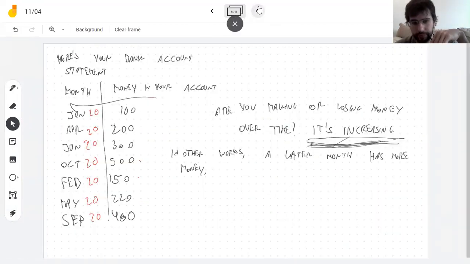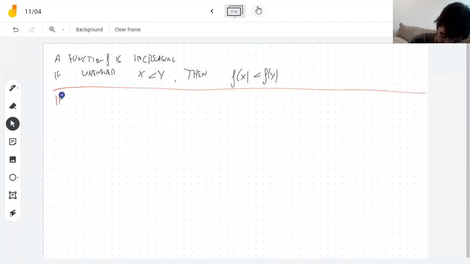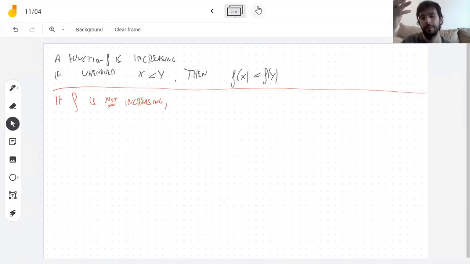So, okay, now back where we were, I'm gonna do the same mean value theorem thing I did before. If f is not increasing, so the opposite of for every x and y this happens is for some x and y this doesn't happen. The opposite of everyone did their homework is someone didn't do their homework, not no one did their homework.